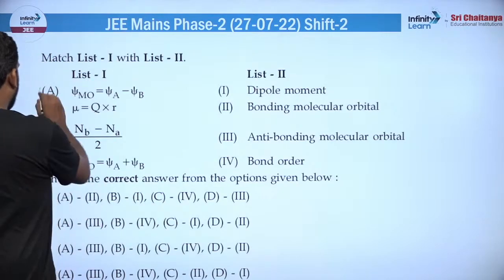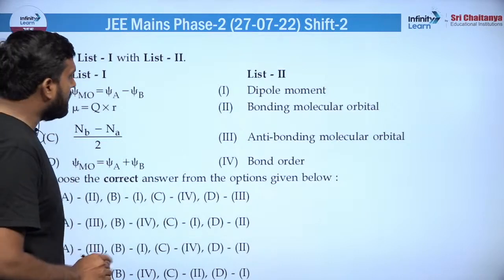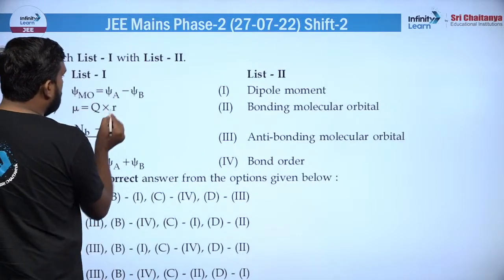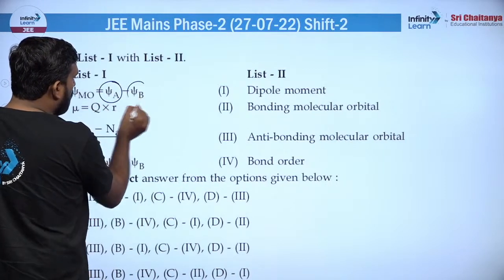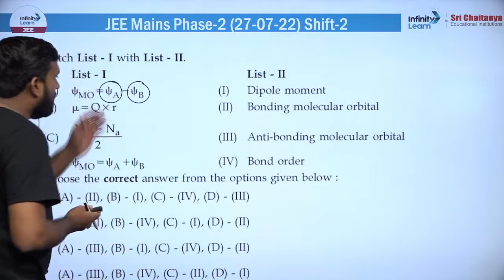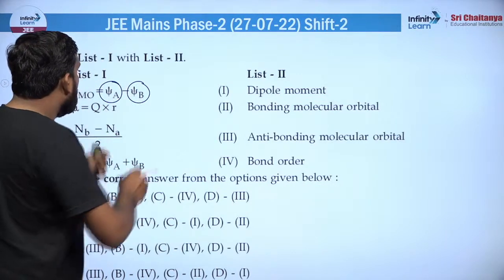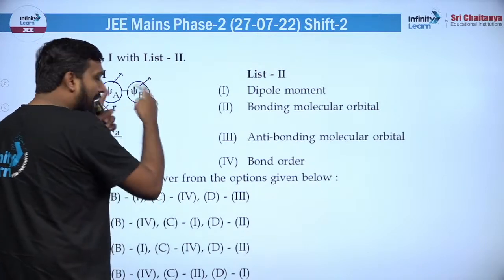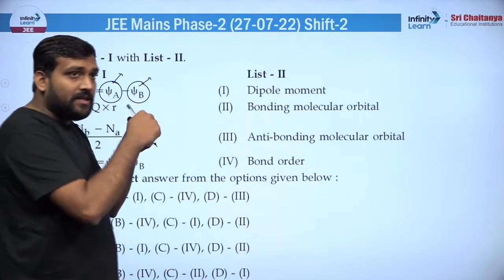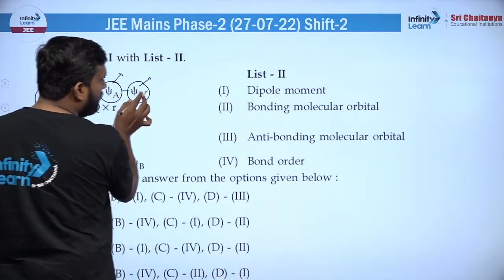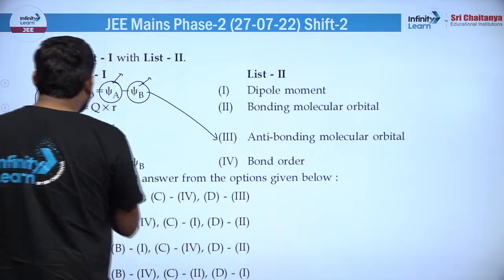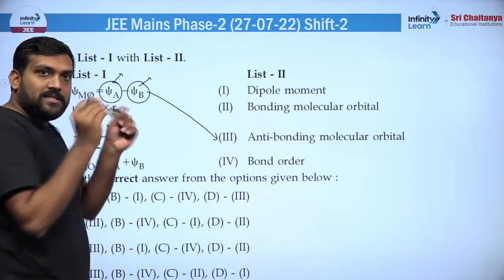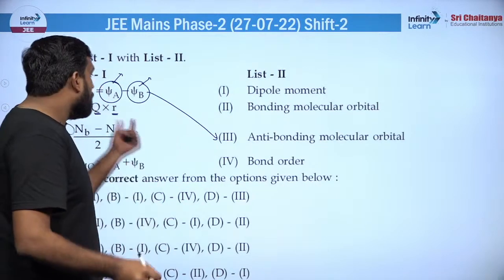Here there are several formulas given to you, and you have to pick which option each matches. If you go for the first one, this is the anti-bonding molecular orbital, where the wave functions of two atoms, A and B, are subtracting from each other, cancelling each other. That's why they go for the anti-bonding orbitals. Here mu is equal to charge into radius, which is nothing but charge into distance, the distance of separation between them, which is dipole moment.